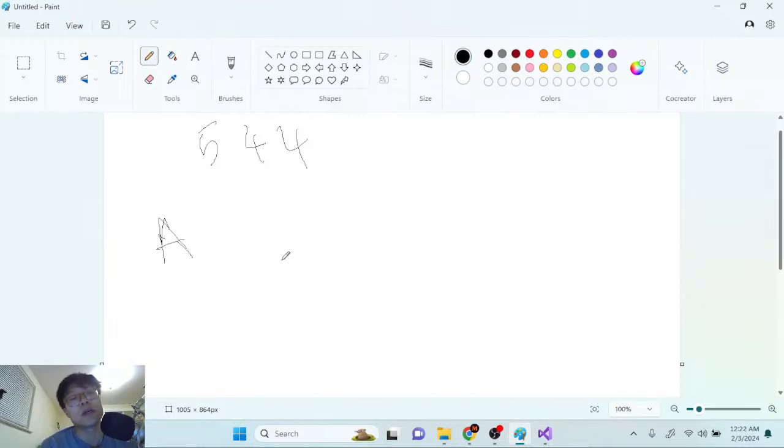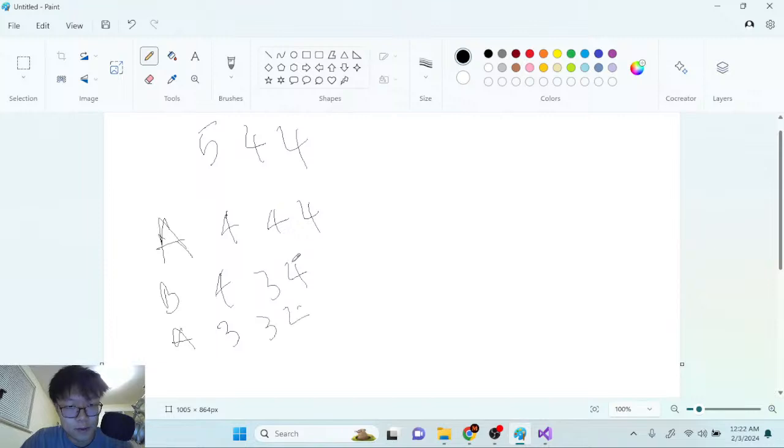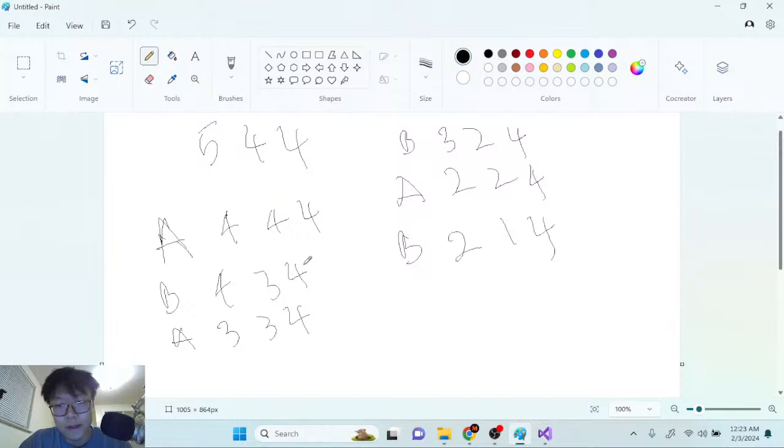Let's write out the values. If I have 5, minus 1, 4, 4, swap: 4, 4, 4. Then 4 minus 1 is 3, swap: 4, 4, 3, 4. Alice's turn, minus 1, 3, swap: 3, 3, 4. Bob's turn, minus 1, 2, swap: 3, 3, 2, 4. Alice's turn, minus 2, swap: 2, 2, 2, 4. Bob's turn, minus 1, swap: 2, 2, 1, 4. Alice's turn, minus 1, swap: 1, 1, 1, 4. Bob's turn, minus 1, 0, swap: 1, 1, 0, 4.